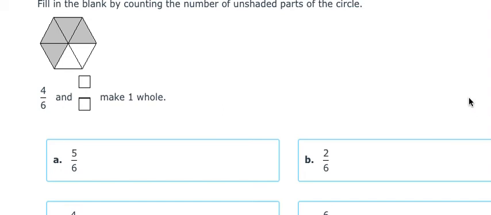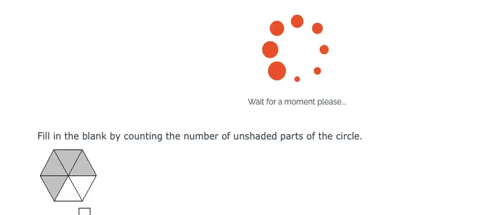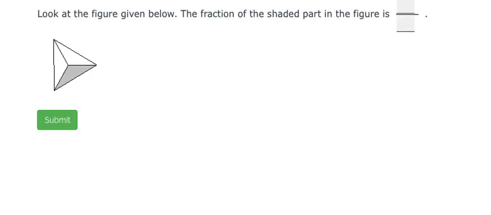Fill in the blanks by counting the number of the unshaded circles. 4 by 6 is shaded. So unshaded will be 2 by 6, because two portions are unshaded. And 4 by 6 plus 2 by 6 will make one whole.